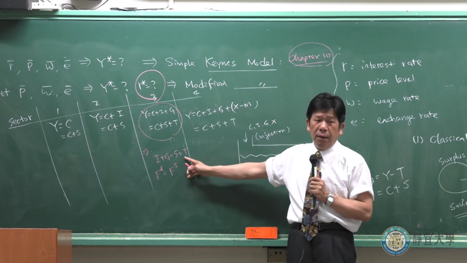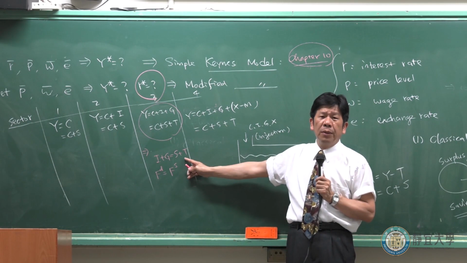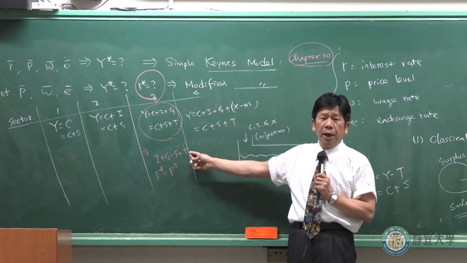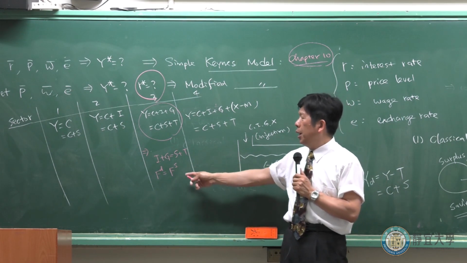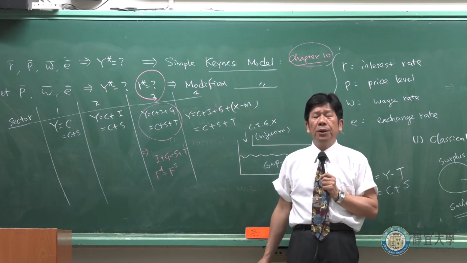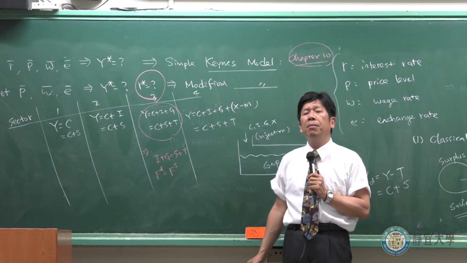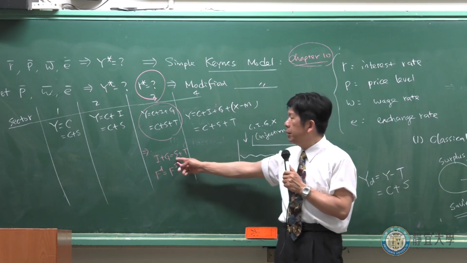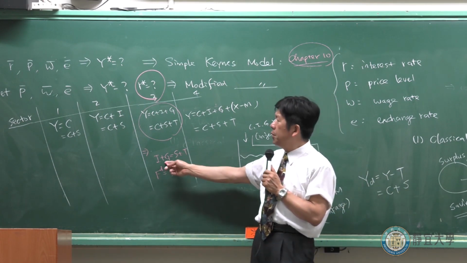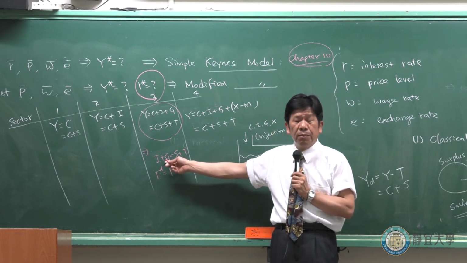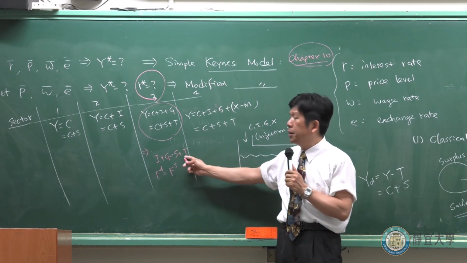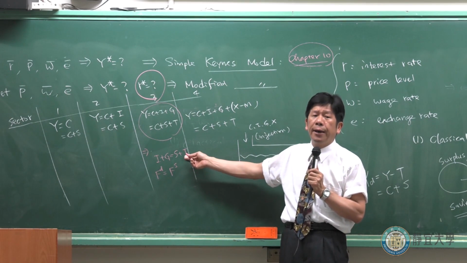And here S is the savings and T is the tax. Okay, the tax. So the firm wants to do investment. Where can they find the money? From savings. Okay? And if the government wants to do some spending, where can they find the money? The government's money is from the tax.